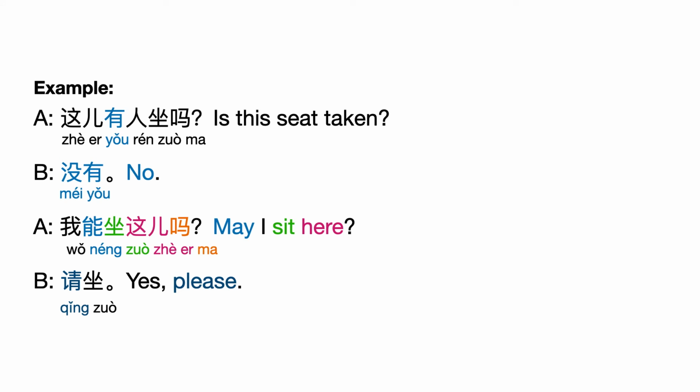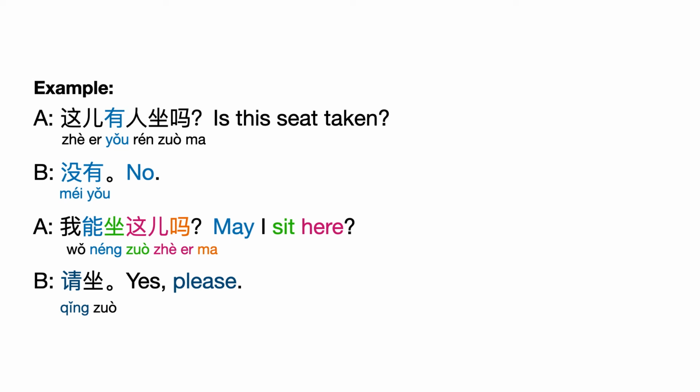Now let's look at the example conversations. 这儿有人坐吗? Is this seat taken? 没有 No. 我能坐这儿吗? May I sit here? 请坐 Yes, please.